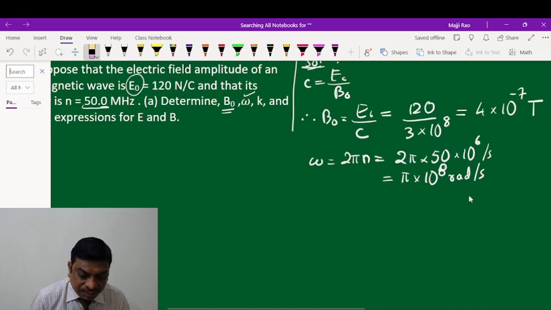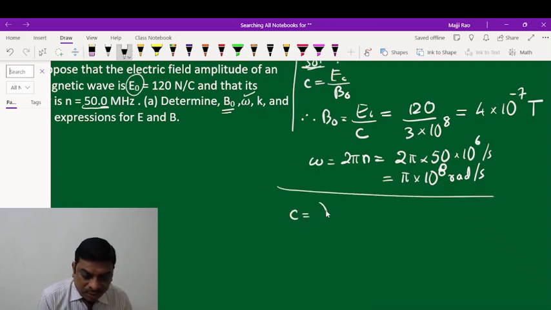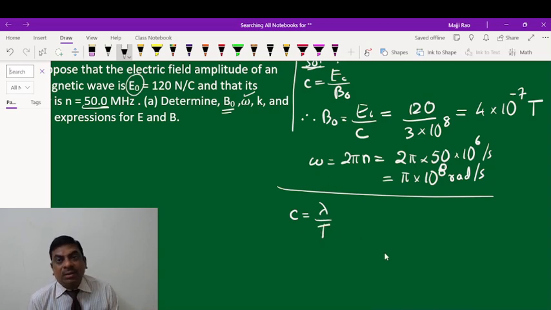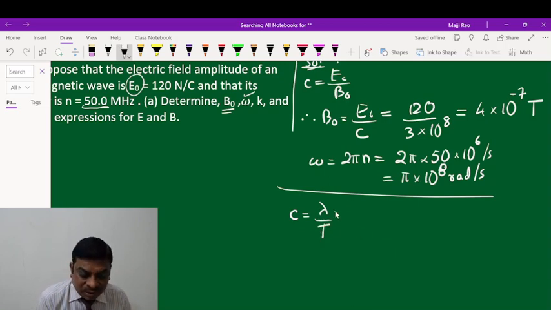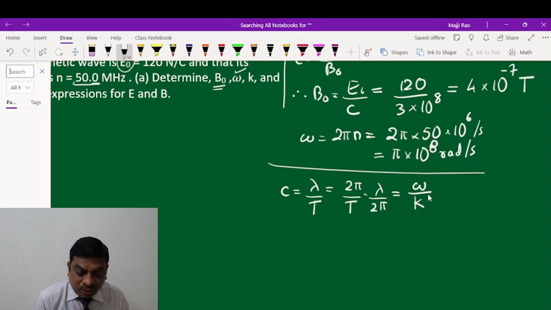Then we have k. See students, one simple formula we have to understand. Speed is equal to distance by time. You all know this. The distance covered in one time period is the wavelength. So multiplying and dividing by 2 pi, we can write it like this: 2 pi by T is omega, and 2 pi by lambda is k. So we can always have c equal to omega by k.